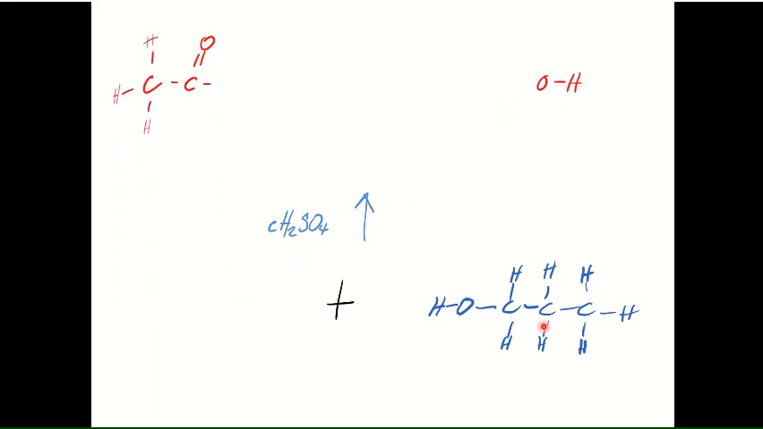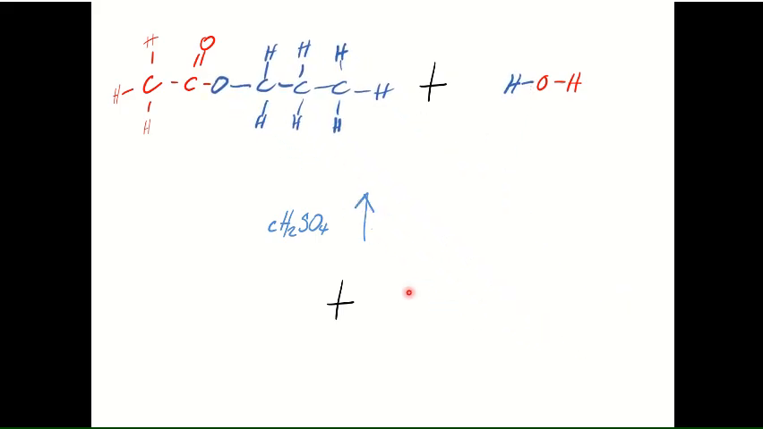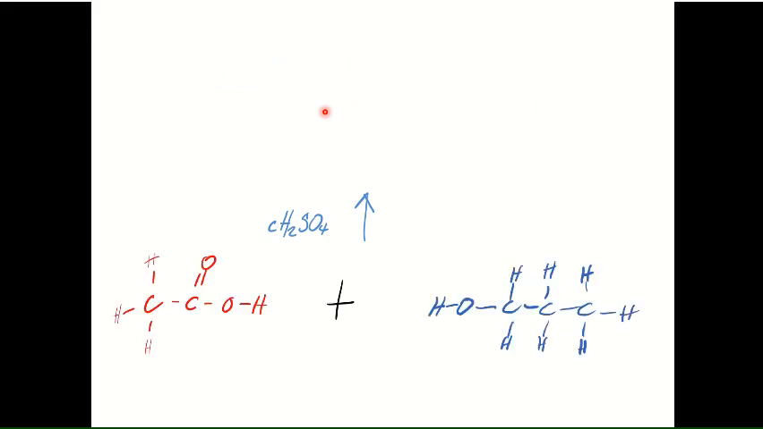Like I said, the carboxylic acid breaks up, and the alcohol breaks up. And the alcohol's oxygen goes and forms a bridging bond onto the old carboxylic acid. So that should be the structure of the ester that you came up with. Okay, just to show you that again.